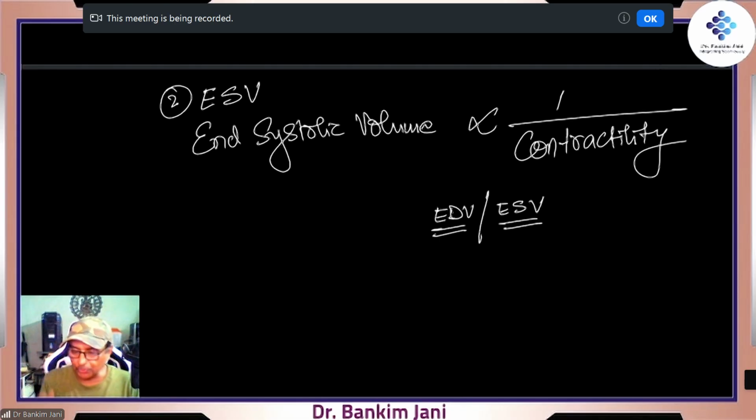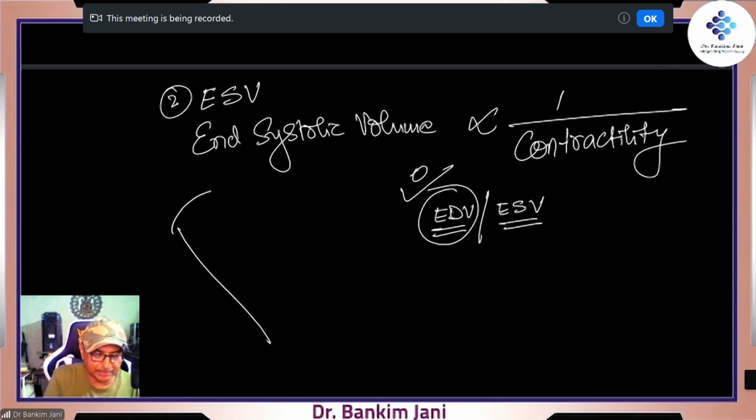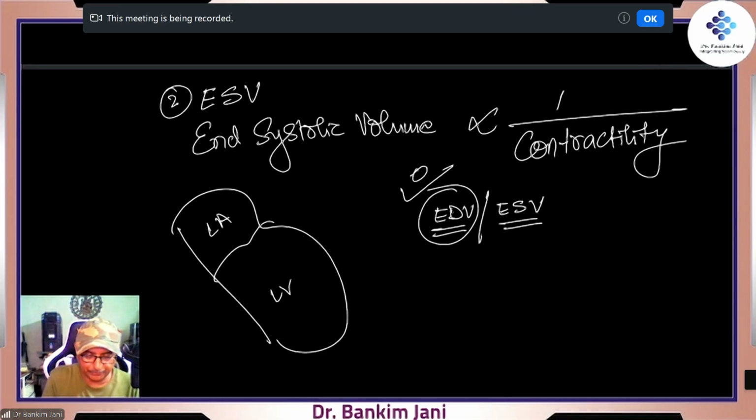Okay, all those who have answered EDV, you are 100% right. It makes total sense, right? So, Ayush, see again. Amongst all the chambers, this is the left atrium, this is the left ventricle. Left atrium contracts, the blood gushes into the left ventricle.